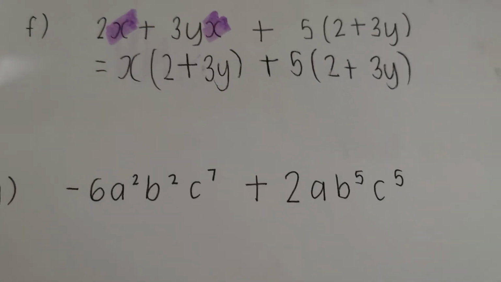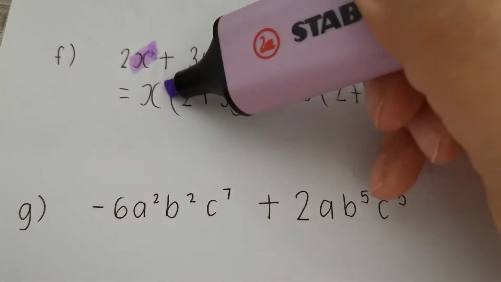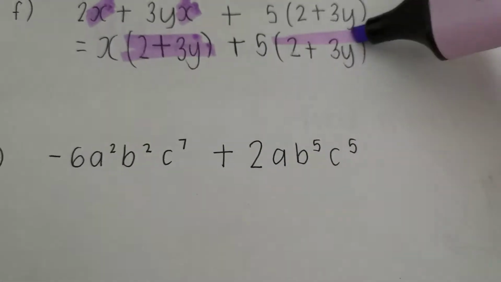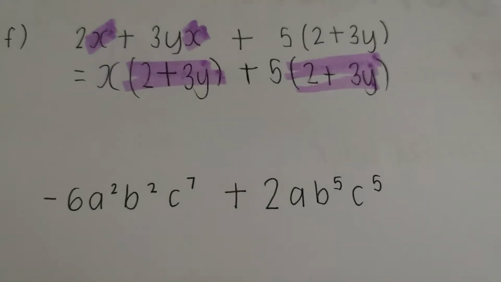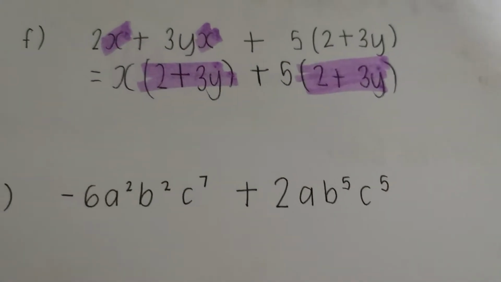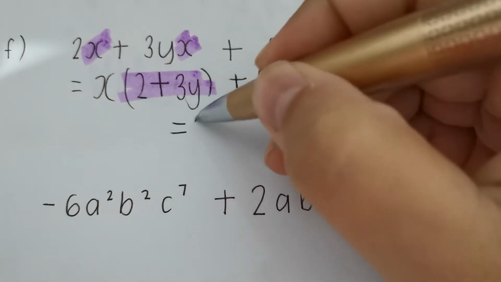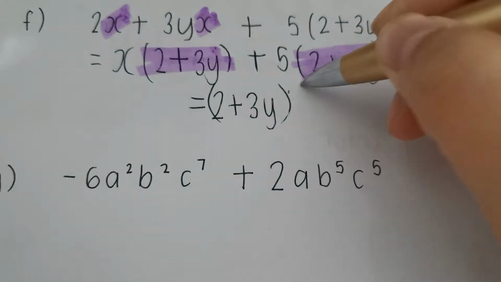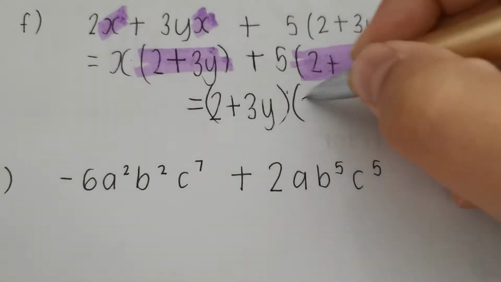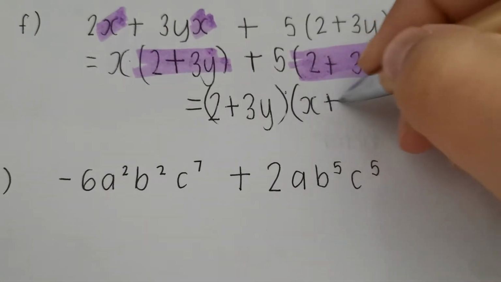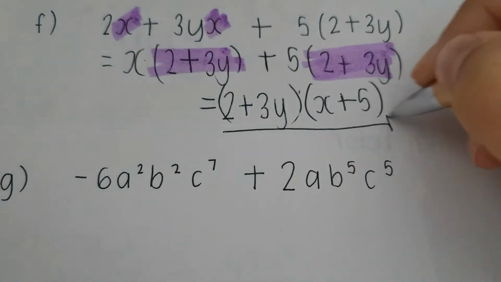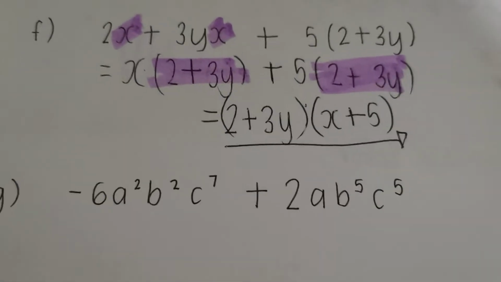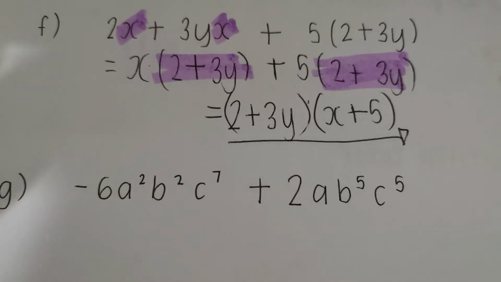Now we're looking at our expression again. Can you see 2 plus 3y? And then here 2 plus 3y. You see it's repeated twice. Let's highlight that properly. So we're taking it out. Now when we take out a whole bracket, please leave it in brackets. Left behind here is x. Left behind here is 5. And that's our answer. So all we did in this one, just 2 times highest common factor.